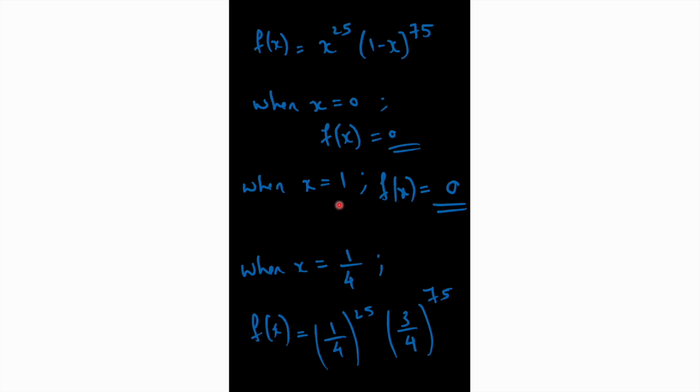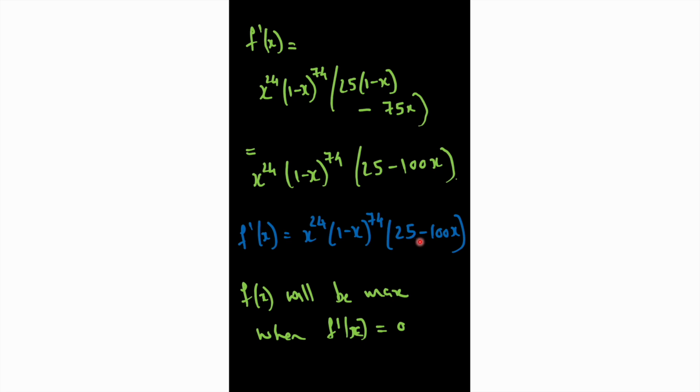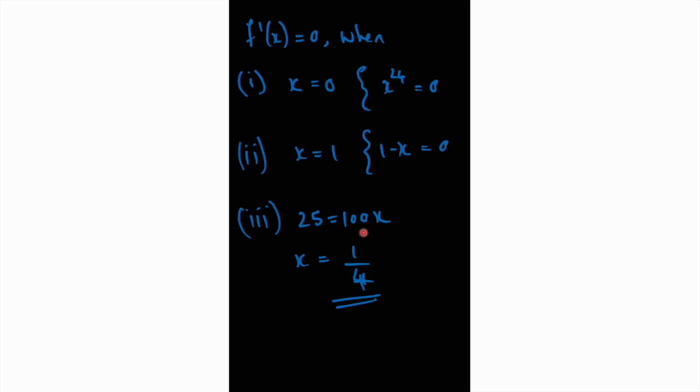Third, when this whole term becomes 0, then again f dash x will be 0. That means 25 minus 100x equal to 0, so 25 is equal to 100x, that means x is equal to 1 by 4. So under these three conditions, x equal to 0, x equal to 1 and x equal to 1 by 4, we can get f dash x as 0. That means out of these 3 points, one will correspond to the maximum value of f of x.